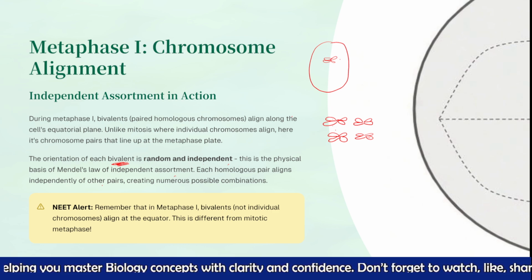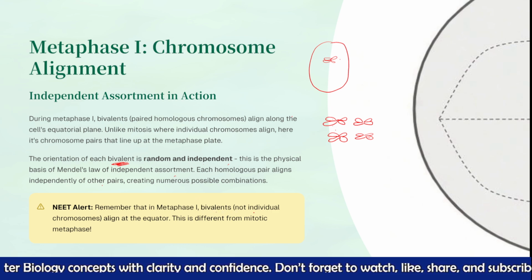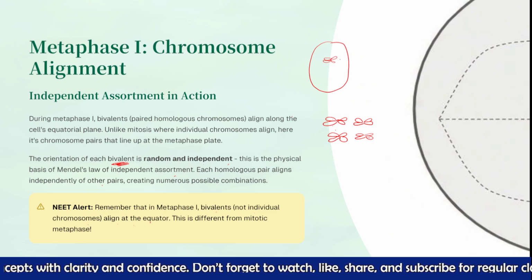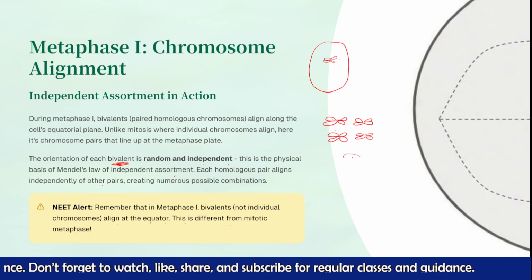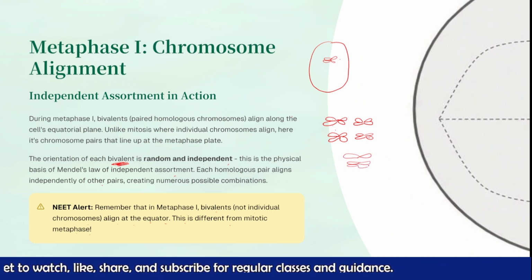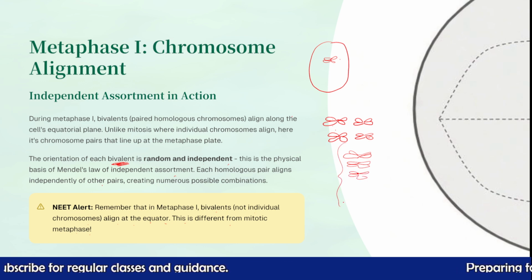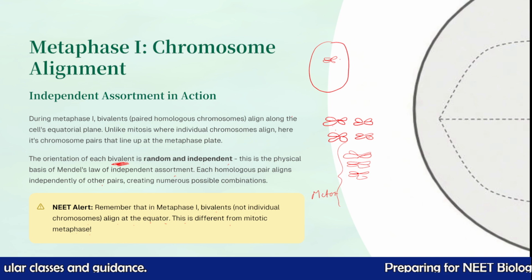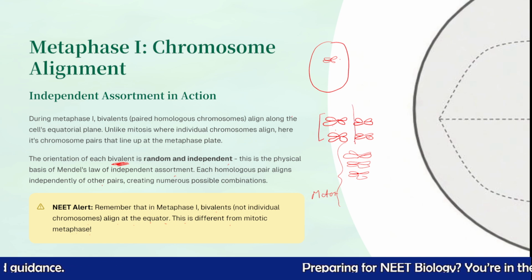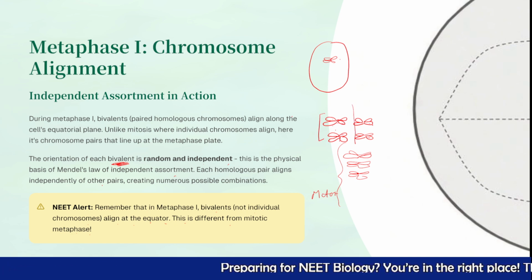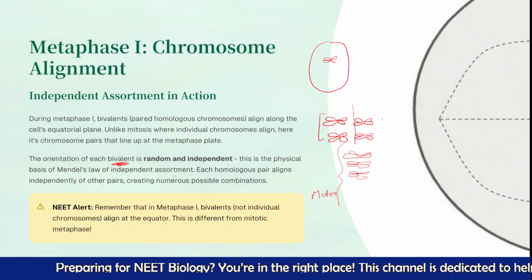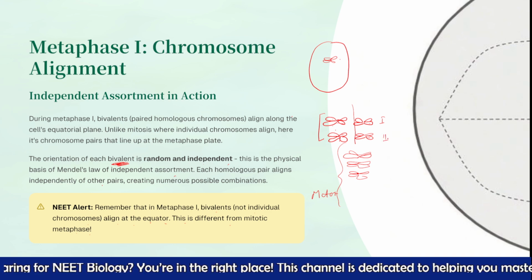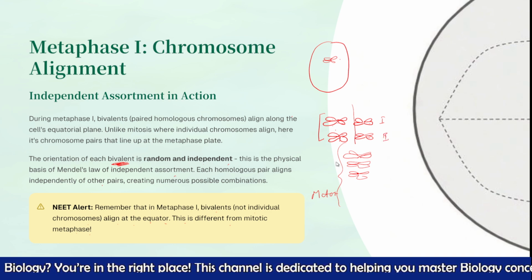So remember, in metaphase 1, bivalents, not individual chromosomes, align at the equator. This is one of the differences from the mitotic metaphase. In mitotic metaphase, you can see all the chromosomes aligned in a single line, like this, single line only in the case of mitosis. But in meiosis you can see there are two rows of chromosomes. How did these two rows come? These two are the first homologous chromosome, then the second homologous chromosome, arranged like that.